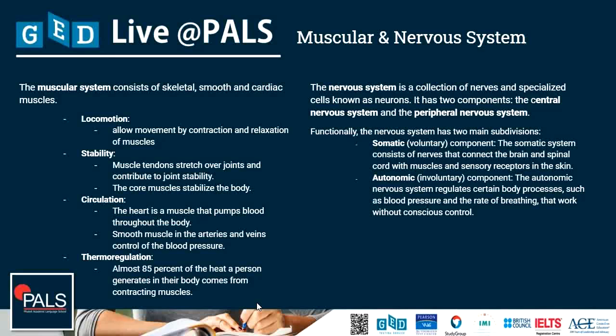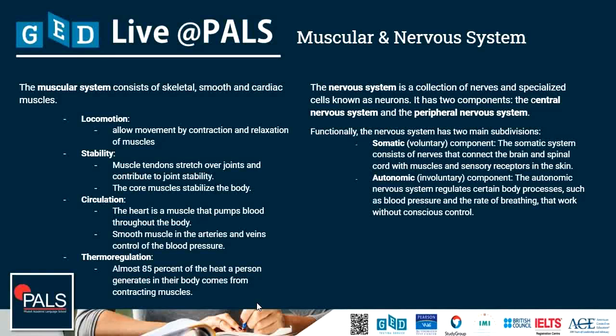Functionally, the nervous system has 2 main subdivisions. We have the somatic component, which is the voluntary component. The somatic system consists of nerves that connect the brain and spinal cord with the muscles, mainly with the skeletal muscles, and sensory receptors in our skin and eyes and so on. So this has all to do with our senses being able to interact with our environment, and as well allowing us to control the movements of our body. Anything that you voluntarily control, the somatic system.